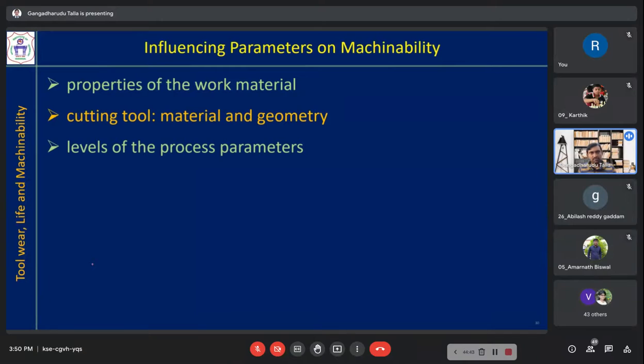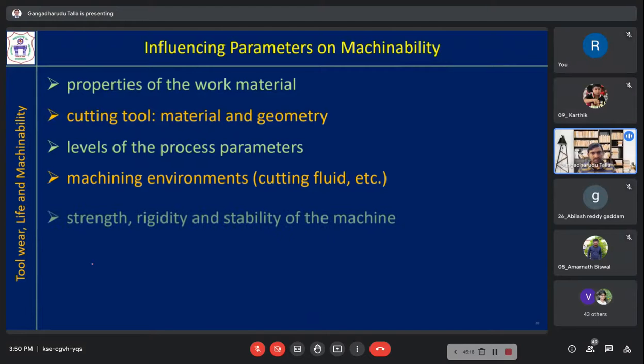Now, levels of the process parameters. If you are keeping a high depth of cut, a high feed and high speed for machining, let us say in steel, it may not work. At high speed with low depth of cut and low feed, machinability may be good. So it is dependent on process parameters also. Machining environment: if you are using cutting fluid, machinability may be good. If you are not using cutting fluid, machinability may not be good.